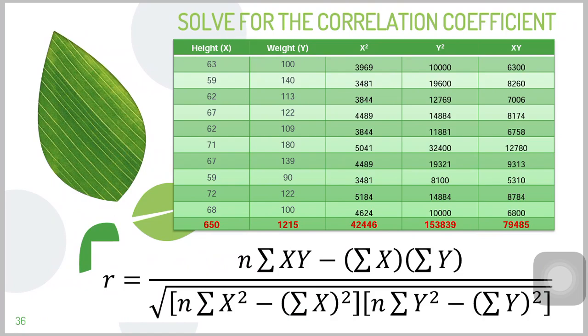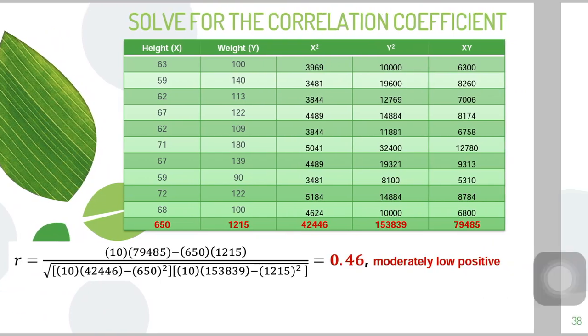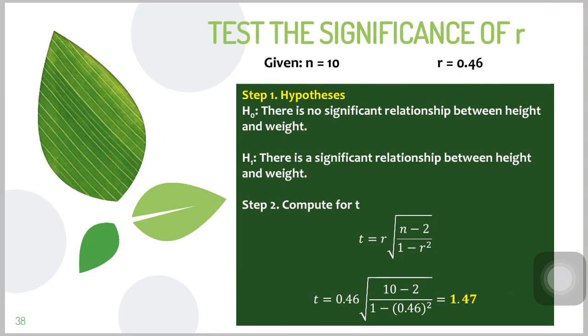Based on the computation, here's the value of our r. It's 0.46. It's positive, and based on the interpretation table, it is interpreted as moderately low positive. You could pause this video if you need more time in reviewing for the solving of correlation coefficient. Based on our data, there are 10 students and the correlation coefficient is 0.46.